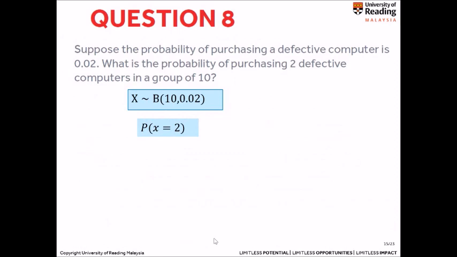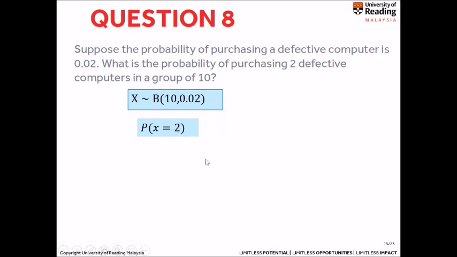Look at the next example. Question 8. Suppose the probability of purchasing a defective computer is 0.02. What is the probability of purchasing 2 defective computers in a group of 10? So we know that n will be 10. The probability is 0.02. So we are asked to find the probability of getting 2 defective computers. So your R is 2.